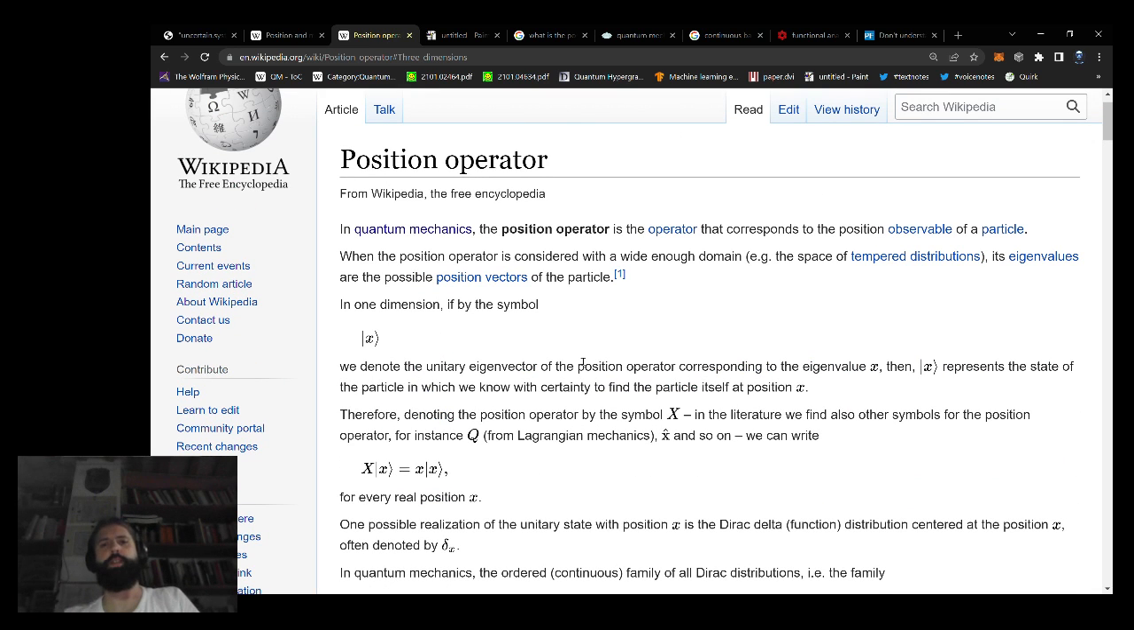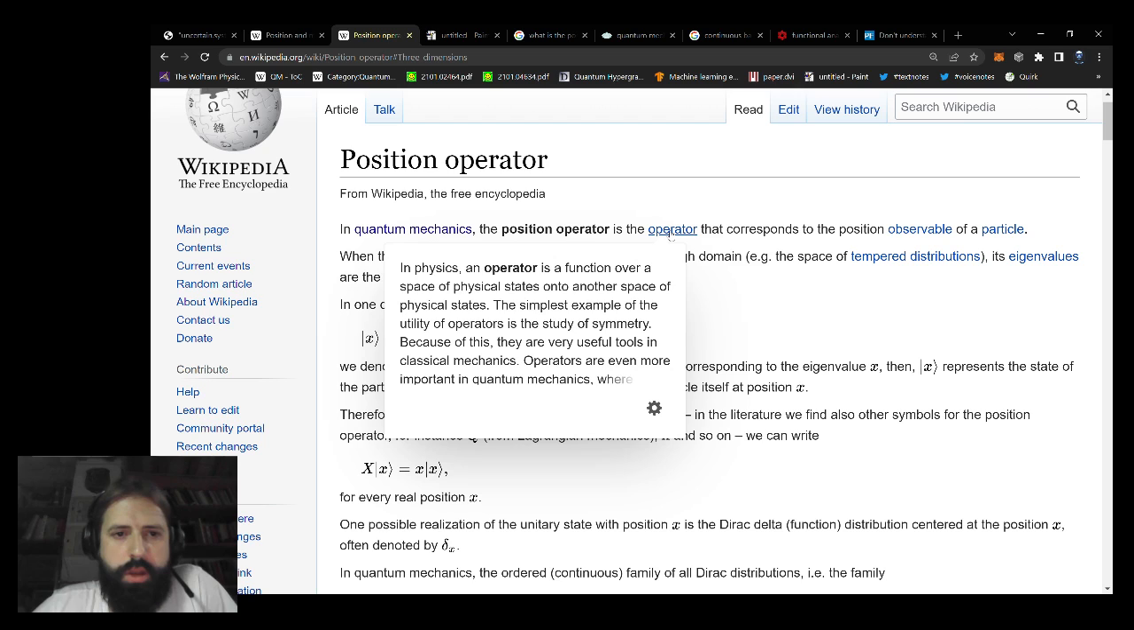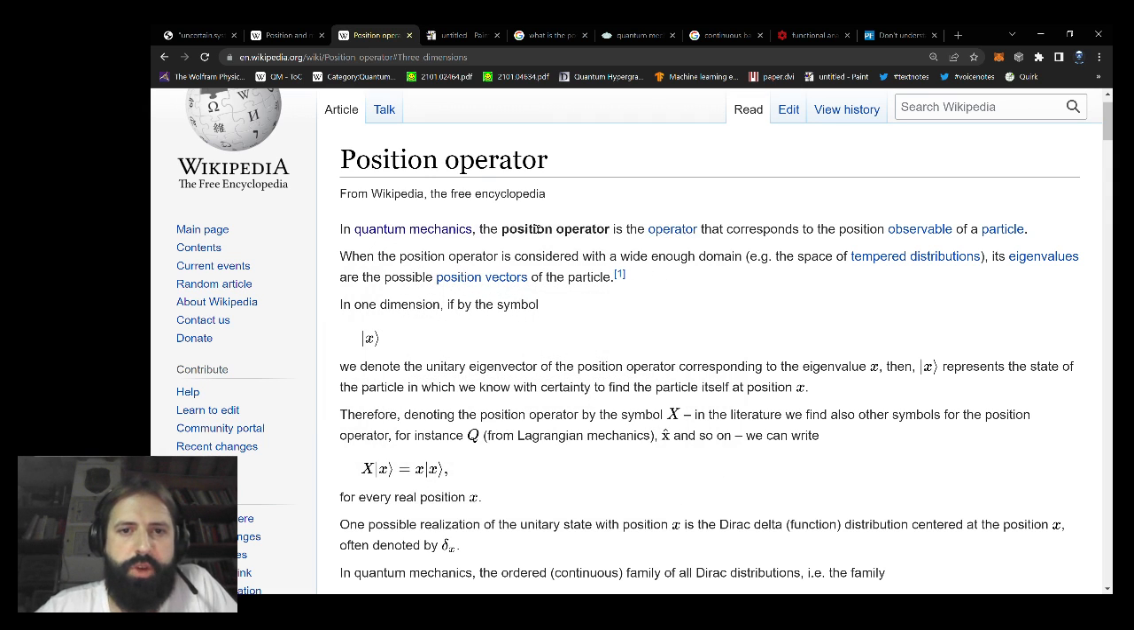I mean operators, I understand operators as a function over a space of physical states into another space of physical states. An operator is basically a function that transforms a state into another state. So how is the position operator? Okay, so the position operator is basically an operator that tells you how the position is evolving, right? Okay, yeah, that makes sense. So it encodes how that is evolving.